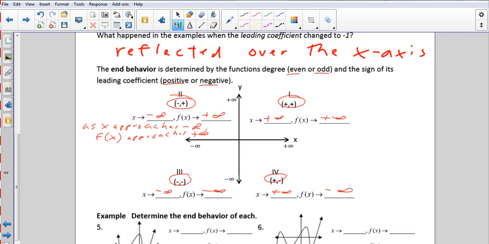So once again, if you want to write this down, this would read as x approaches positive infinity, f of x approaches positive infinity. As x approaches negative infinity, f of x approaches negative infinity. Once again, if you want to pause and write those down, that's fine. But they're basically repeats in the same format. As x approaches positive infinity, f of x approaches negative infinity.